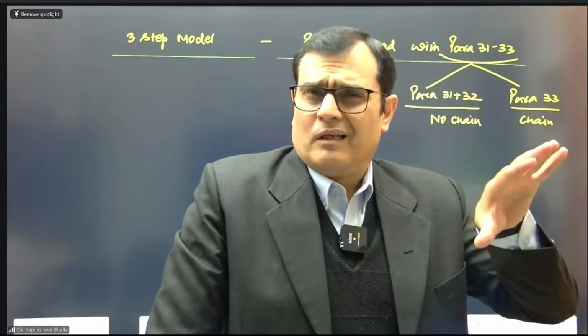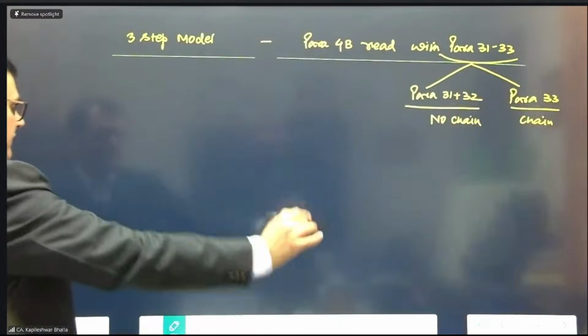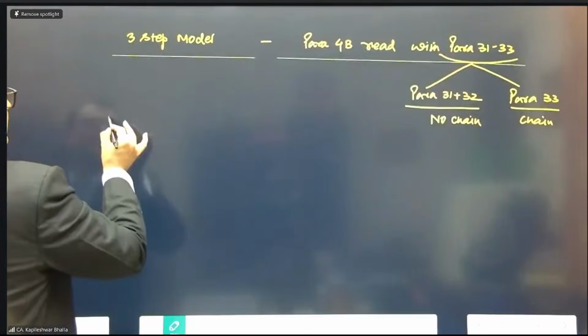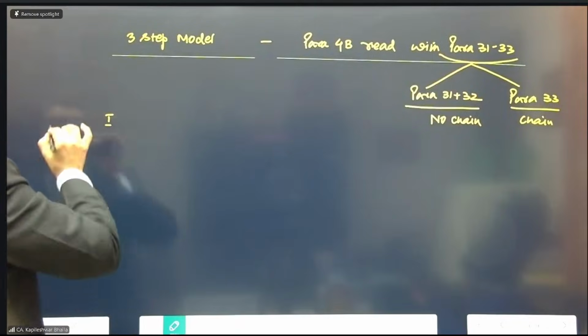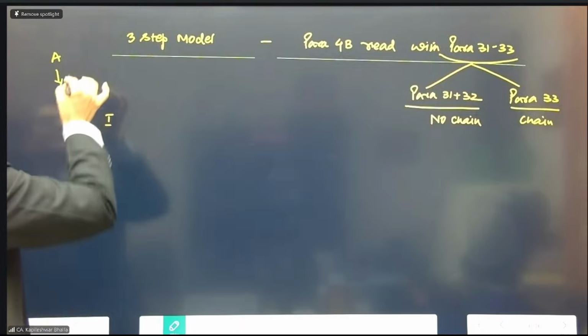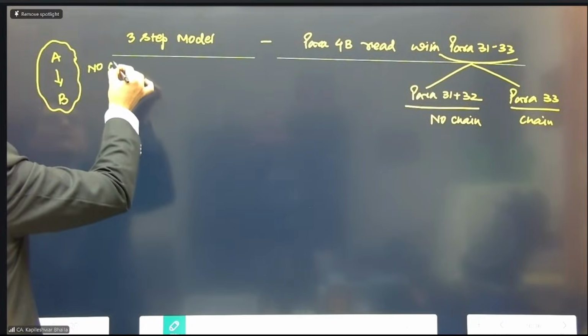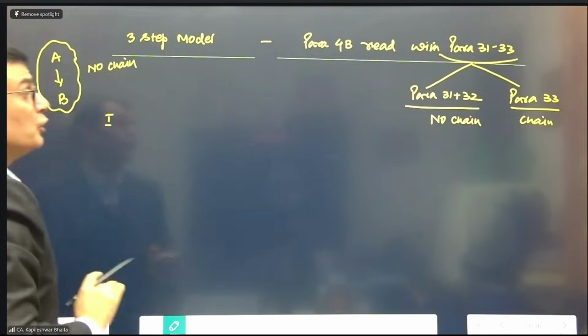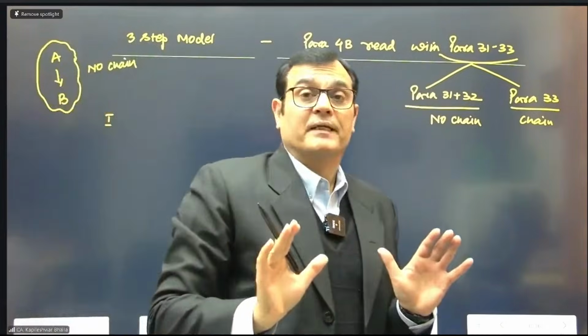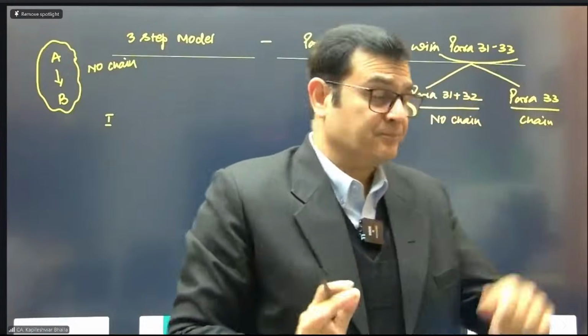After this 3-step model, I'll give you the clarity in terms of how you're going to think. So let's first make a 3-step model in this case. Step number 1. I'm taking the example A in B. I'm just taking this example for the time being, considering no chain. Let's not talk about para 33 right now. In the 3-step model, simple case A and B.